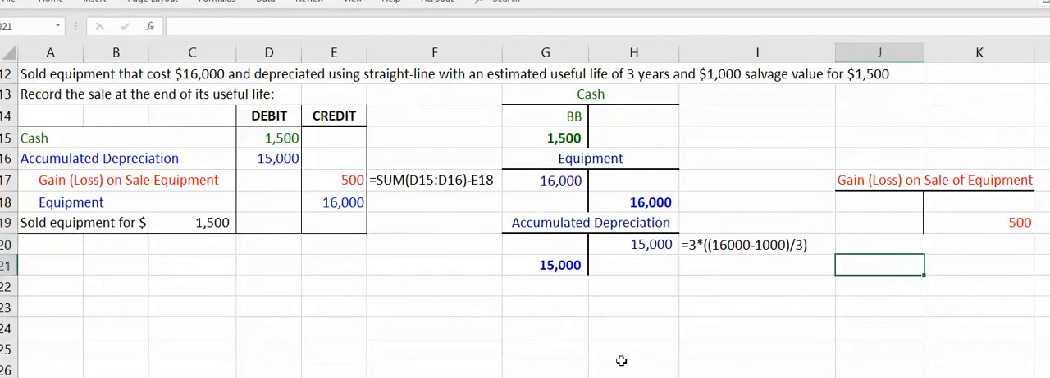So you compare your cash collected to the net book value. If the cash is greater, then you have a gain. And if the cash was less than $1,000, we would be debiting a loss, and that difference would be over here. Hopefully that helps.